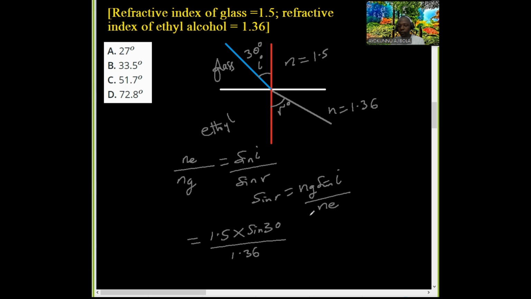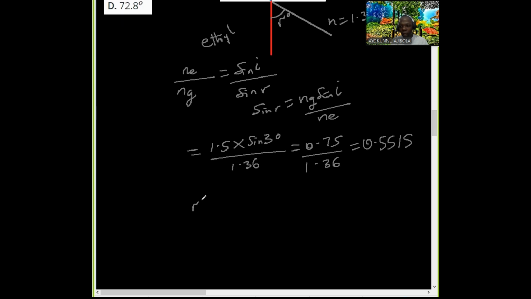What is sine 30? 0.5. So 0.5 times 1.5 is what? 0.75. 0.75 divided by 1.36 gives 0.5515. So we now have r that we're looking for to be arc sine 0.5515. So what is arc sine 0.5515?